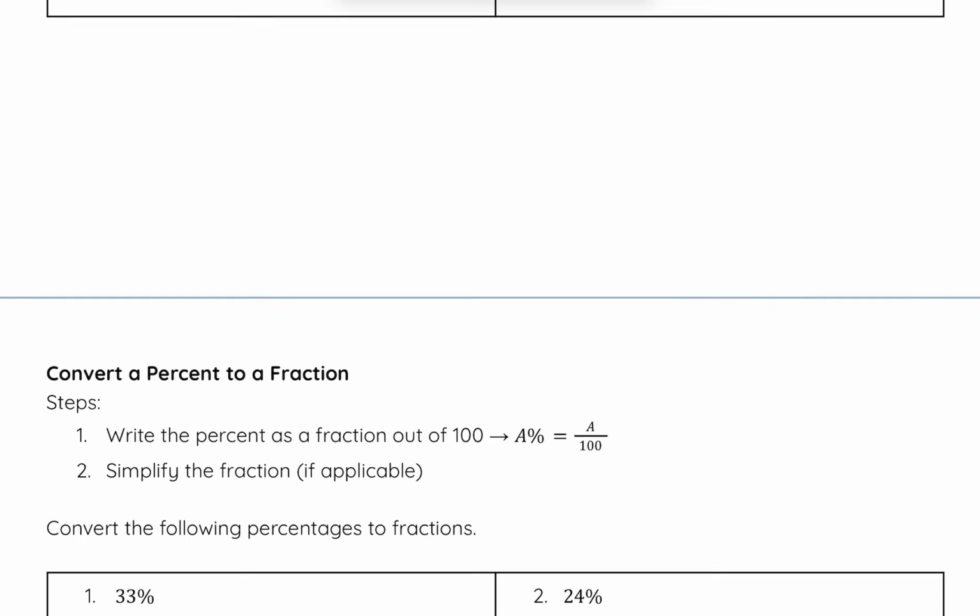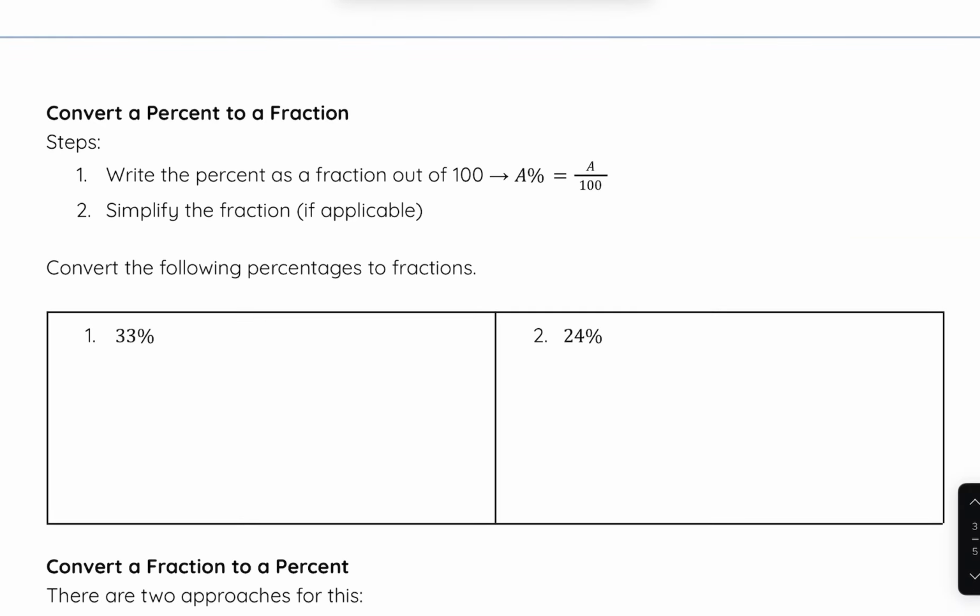All right, now we're going to talk about conversions with fractions. So first, we're going to talk about how we convert a percent to a fraction. So we already discussed how we can write a percent as a fraction out of 100 by just putting the percent number over 100. Once we've done that, what we want to do is make sure that the fraction is fully simplified. Let's look at a couple examples.